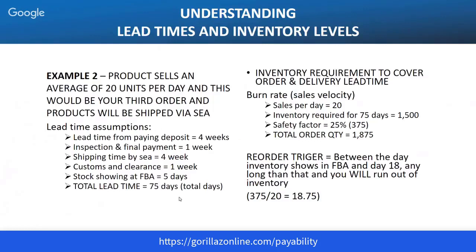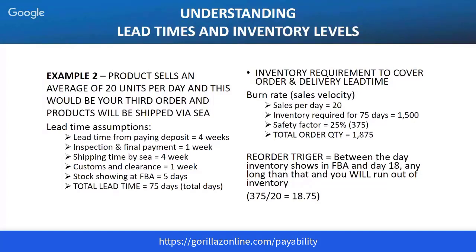Let's have a look at another alternative example here. Example 2. Product sells an average of 20 units a day, and this will be your 3rd order, and products will be shipped via sea. So we're now getting some momentum, and we're starting to think, you know what, yeah, this is looking good. Let's see if we can reduce some cost here. Let's put products on the sea, let's not put them in the air, because that will bring the cost down, as we can see in a minute.